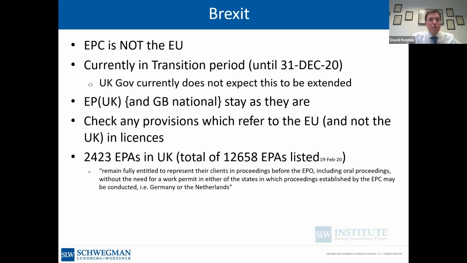And indeed, the major area that anyone thinking about Brexit should consider is the provisions in licenses, where they might refer to the EU without specifically including the UK, because obviously that's changed. I would also emphasise that there are 2,500 odd European patent attorneys active in the UK, according to the EPO site, of a total of almost 13,000 EPAs listed there. But they are fully entitled to represent their clients in proceedings before the EPO, and they don't need a work permit, which is really very reassuring. We don't have any guarantee that's the case, but it's good to know.